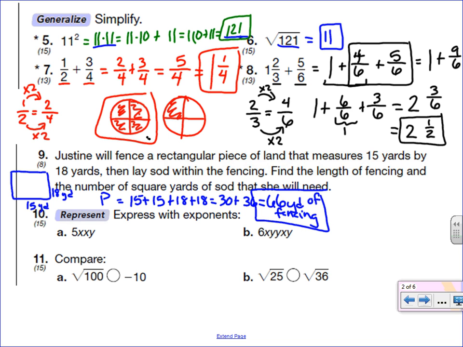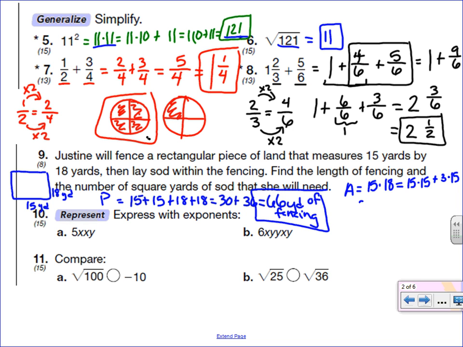Then, to figure out how much sod, we're going to calculate the area. So we're going to multiply 15 and 18. Well, 15 times 15 is 225. We've done that before. And then I'd need 3 more 15s, because 15 plus 3 is 18. So 3 more 15s is 45.